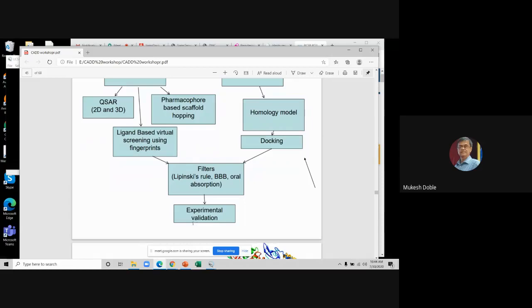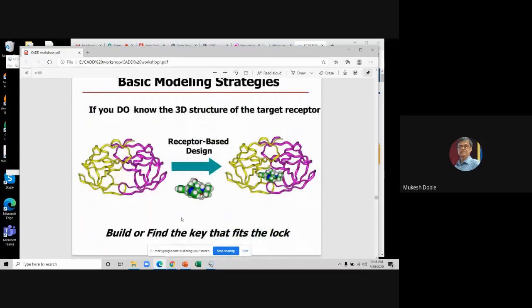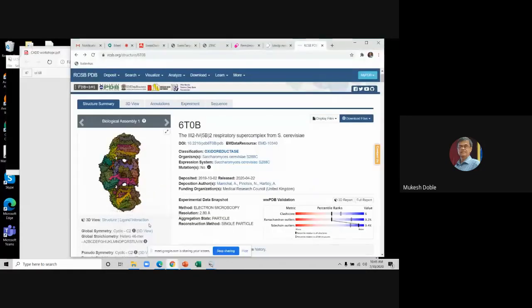So generally, these UniProt and PDB take a very important role. Actually, so if you know the 3D structure of your target, then life is easy. So it may be available in our PDB database. Okay, so the 3D structure of our target is known.